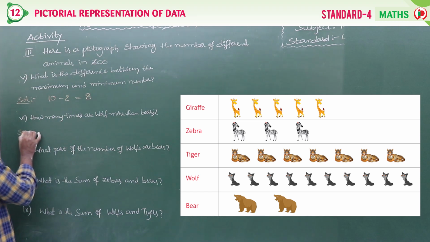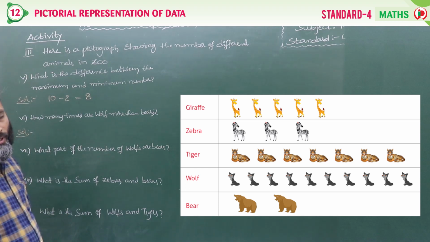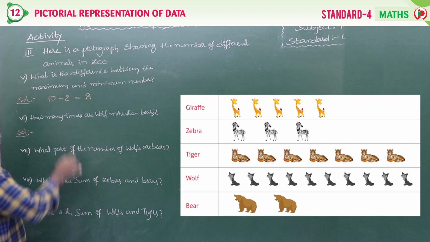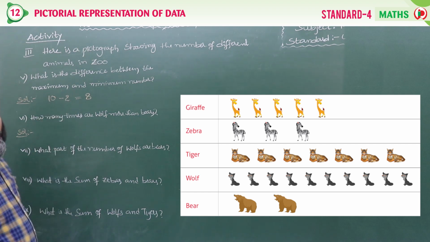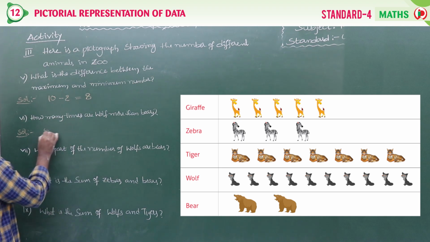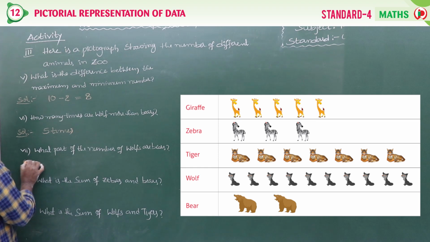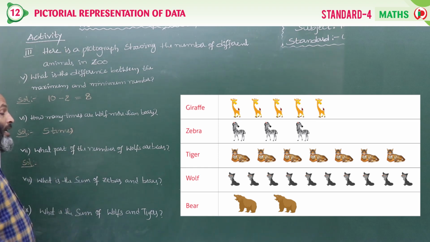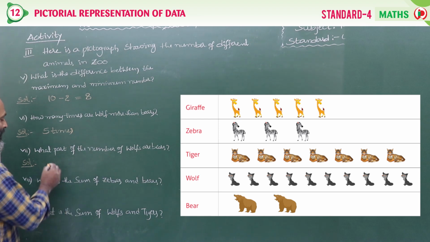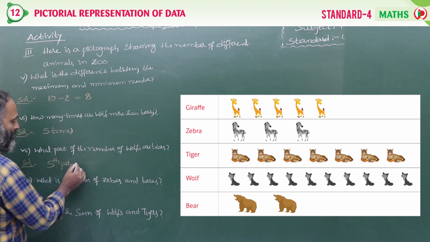The next, how many times are wolves more than the bears? How many times, if you multiply 2 with 5, 2 fives are 10. So it makes 10. Then it means 5 times. Then what part of the wolves? What part is asking? Fifth part. Fifth part of wolves are bears.